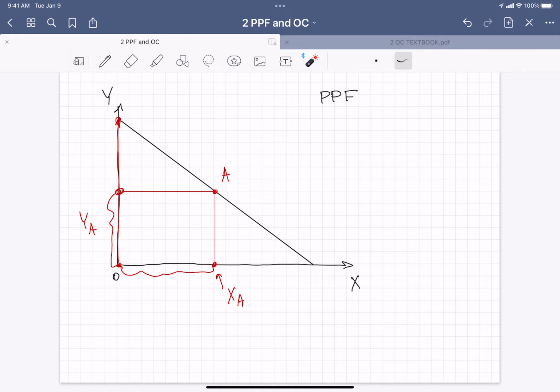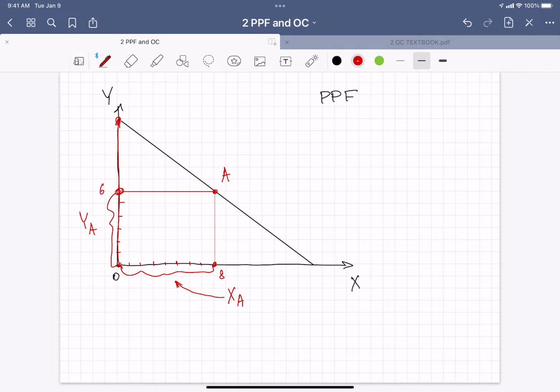To be exact, I shouldn't refer to the point, I should refer to the distance. To make it more exact for you, let's actually count the grids. 1, 2, 3, 4, 5, 6, so it looks like 8. So 8 units of good X in this case, and 1, 2, 3, 4, 5, 6 units of good Y. All right, so this is how things work here.